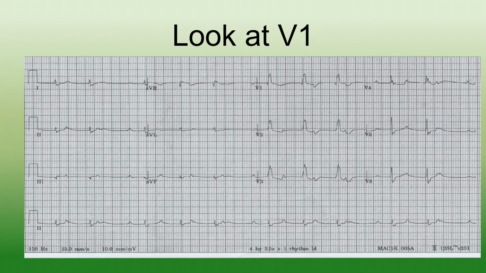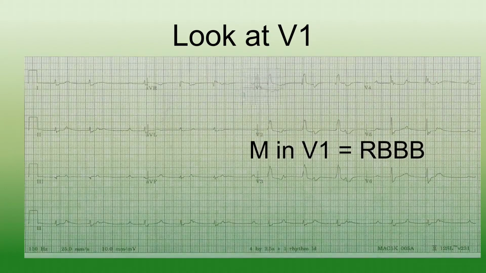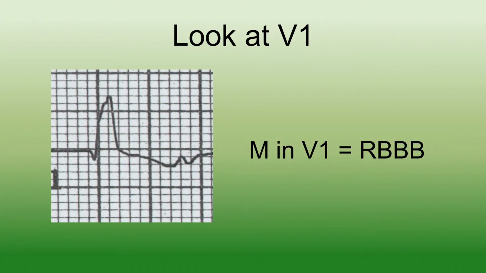Here's another example of a broad QRS. There are some other conducting problems going along, but concentrating on the QRS, hopefully you can see that again it is just over 3 squares, so between 120 and 160 milliseconds. And if we look at V1, the key feature is this is more of an M shape. So this is a right bundle branch block that has caused a broad QRS.